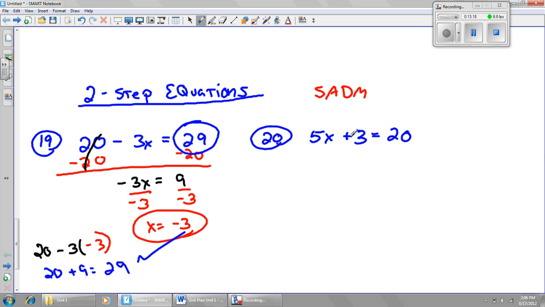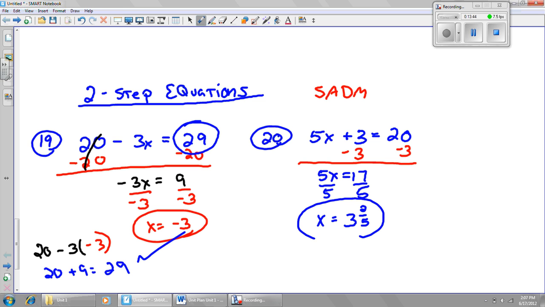All right, this one here. Listen to Saddam. I'll undo the addition before I undo the multiplication. I'll subtract 3 from each side. 5x equals 17. Divide by 5, divide by 5. 5 goes into 17 3 times. 2 left over, 2/5. And there we go.